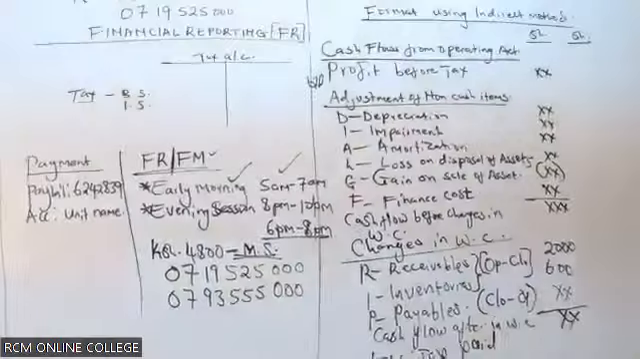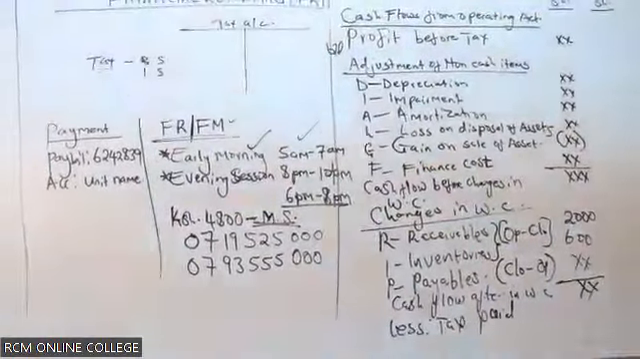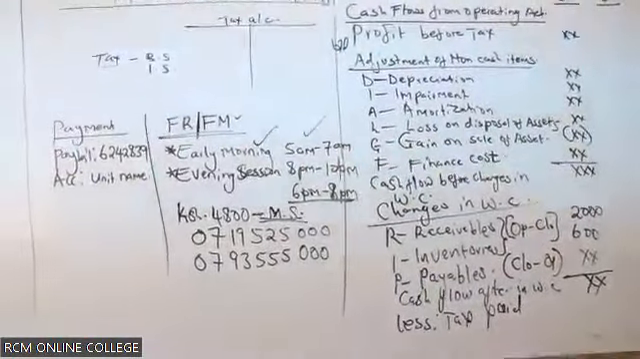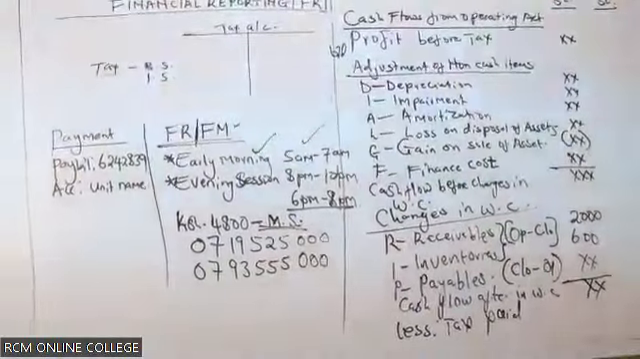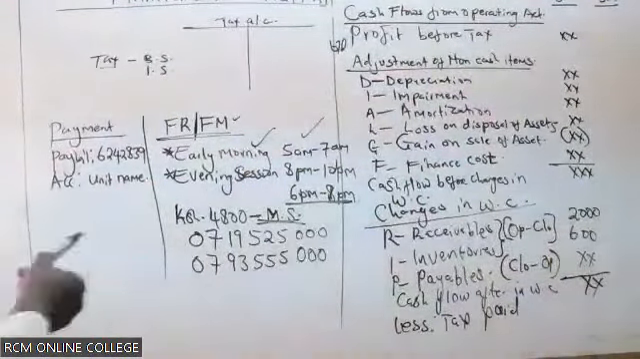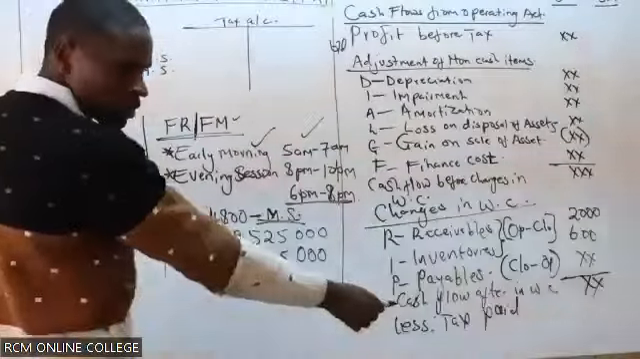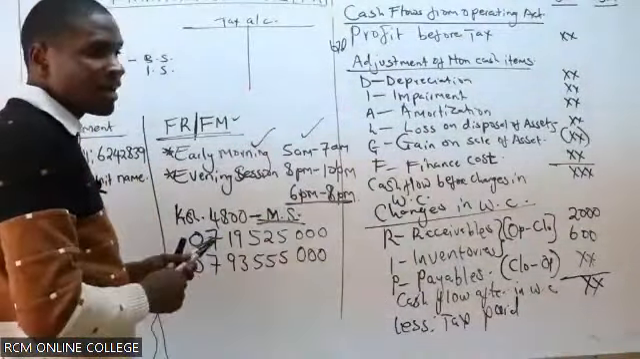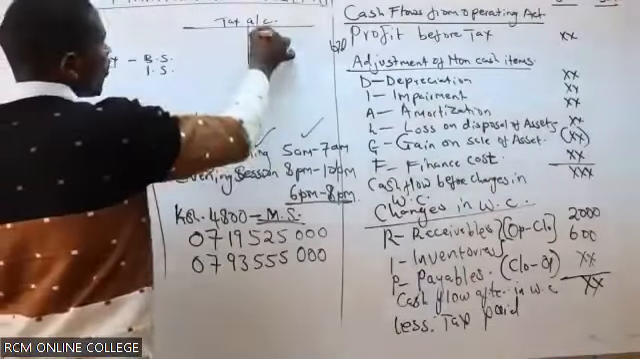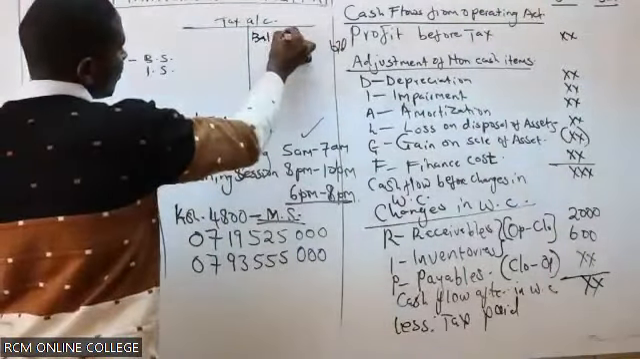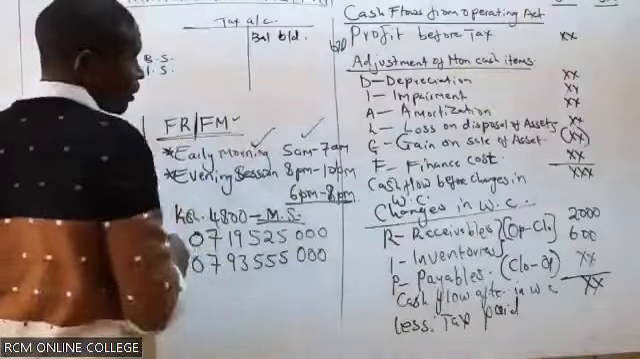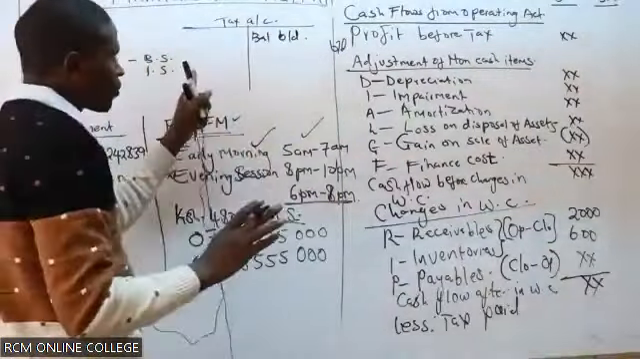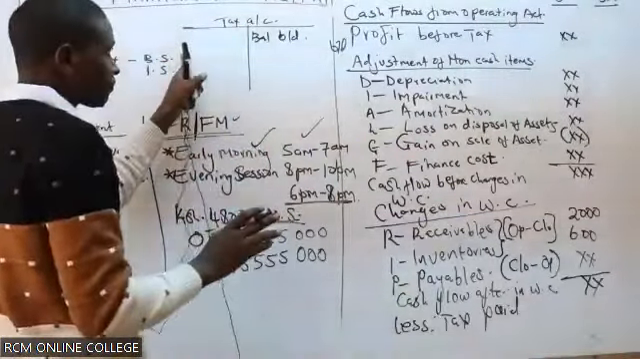Tax, mmesema, is it a liability ama ni asset? Somebody nisaidie hapo. Tax paid, alafu it's a liability. So it has a what? A credit balance, right? So the balance brought down. Of course, kwa balance sheet, balance brought down.